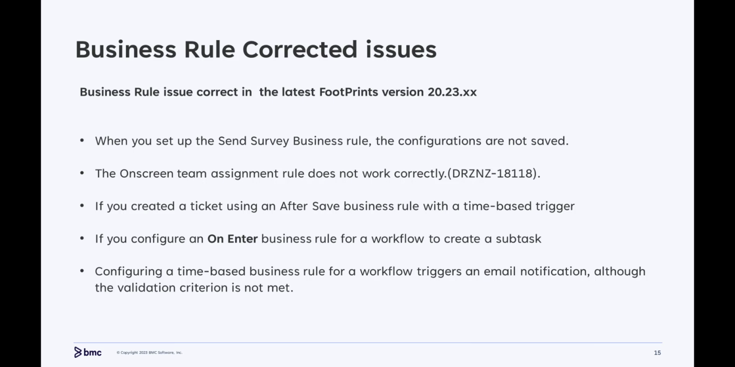If you configure an on-enter business rule for a workflow to create a subtask, or configure a time-based business rule for a workflow trigger and email notification, the rule fired although the validation criteria was not met. Both of these issues are fixed in the 2023-01 patch 1 version.